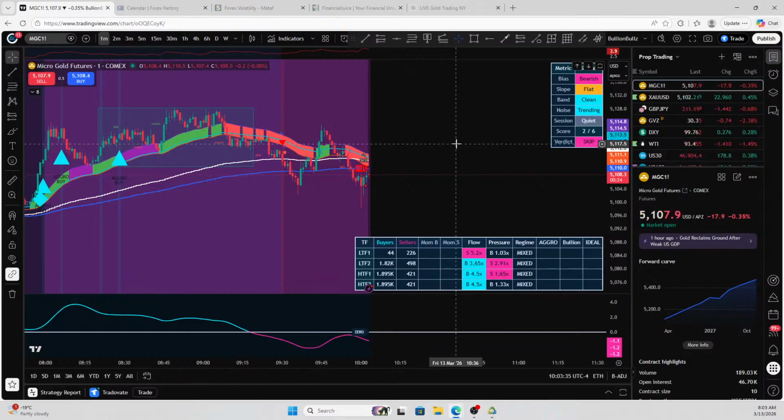Okay. So right now we're looking at pretty much neutral in the market. There's no buyers versus sellers dominating. Yes, short-term buyers are dominating. However, sellers and buyers are kind of fighting each other right now overall.